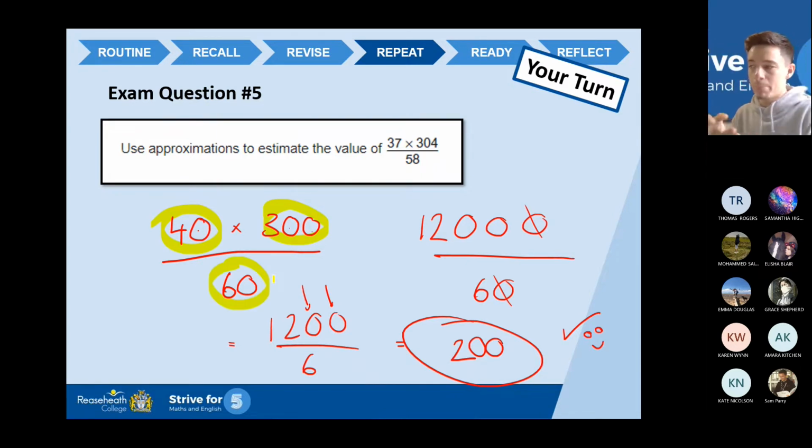And then if you go beyond that and get the final answer of 200, well, you've just taken the examiner for every mark they've got on that question. You're taking them off it, which is brilliant.